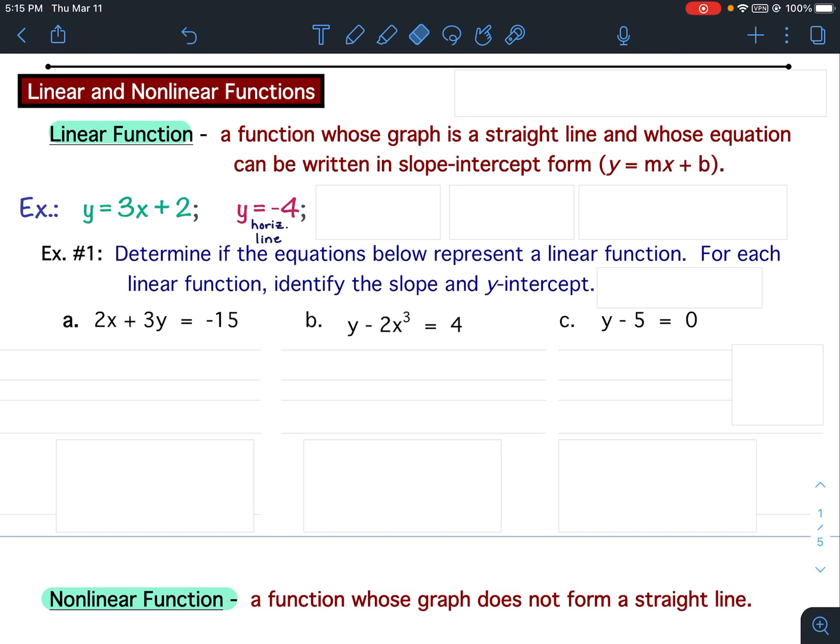The next one, y equals negative 1/2 x. The slope for this one would be negative 1/2, and because there is nothing behind the x, the y-intercept is 0. So the slope is negative 1/2, and the y-intercept would be 0, which means it goes through the origin.